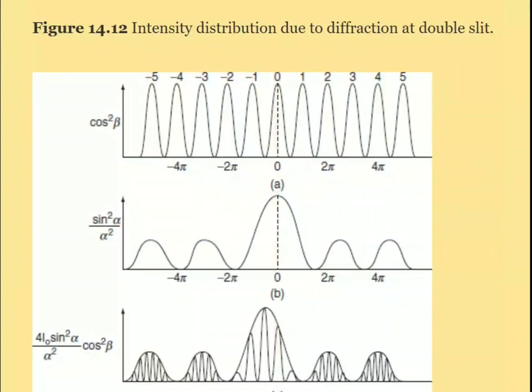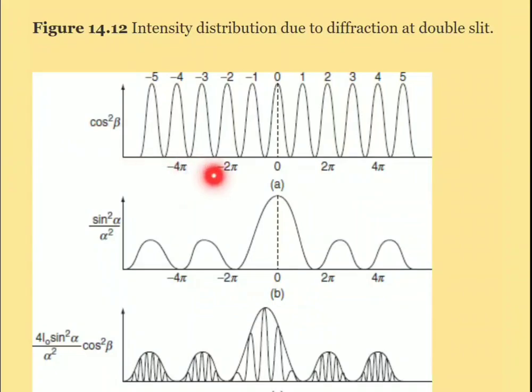So the first figure is represented as the interference pattern. Along the x-axis we take the values 0, plus or minus pi, plus or minus 2 pi, plus or minus 4 pi, and so on. Along the y-axis, cos square beta. Already we discussed that the cos square beta term represents interference, and the sin square alpha by alpha square term represents the diffraction pattern.